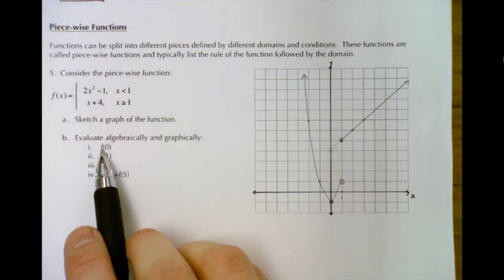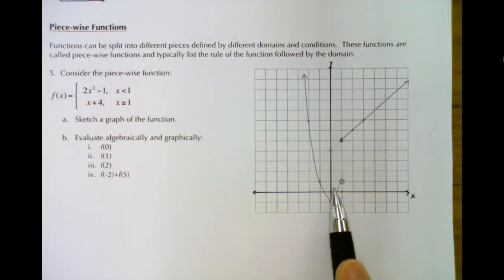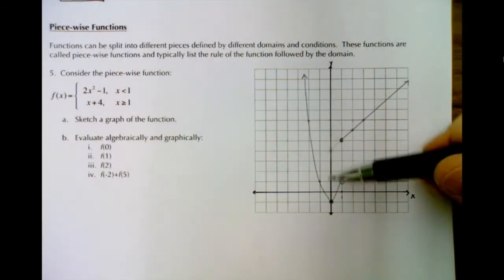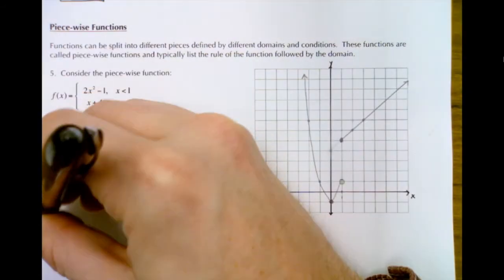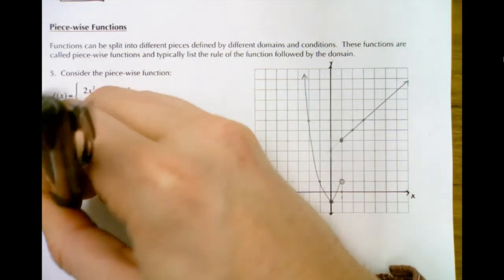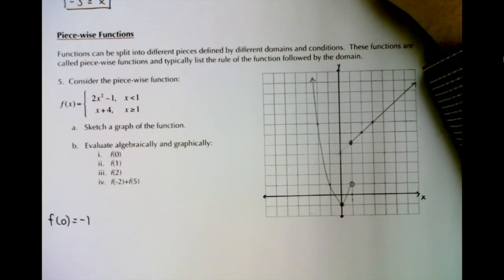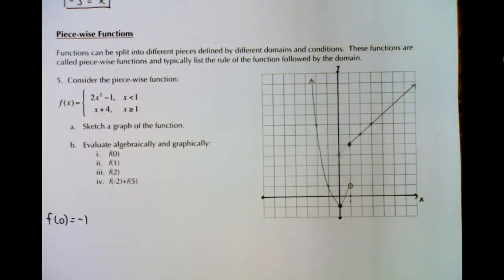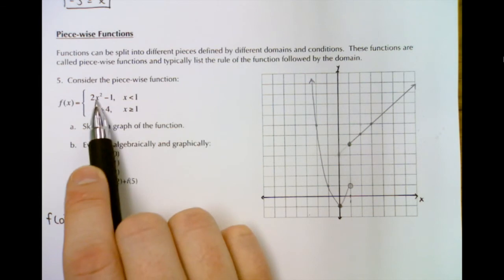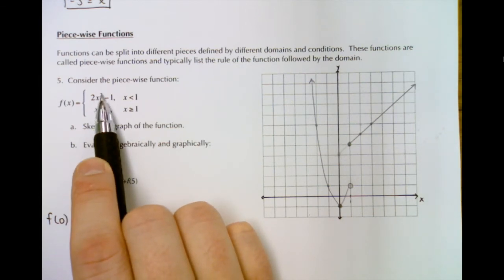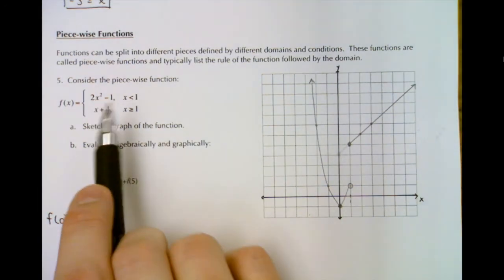Well, you can do it two ways. You can look at the graph and say f at 0. Well, 0 for x is here, so where's the graph? Boom, down here, -1. So f at 0 is -1. Or you can use the equation. You can say, okay, f at 0, when x is 0. That's not greater than or equal to 1, that's less than 1. So I have to plug 0 in here. 0 squared is 0, times 2 is 0, minus 1 is -1. You can use the equation or you can use the graph.